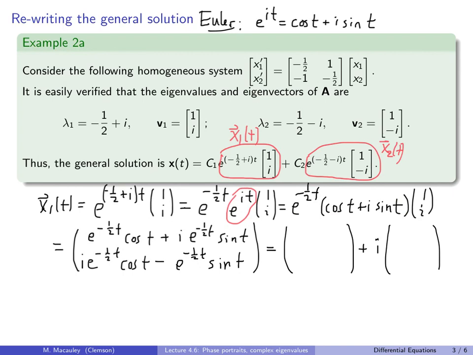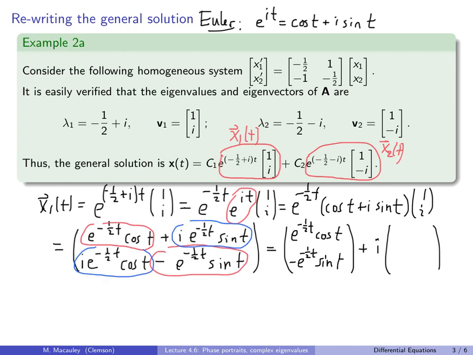So the real part here is that and that. So let's put that in this first vector. So this is e to the minus 1/2 t cosine of t, and then this is negative e to the minus 1/2 t sine of t.